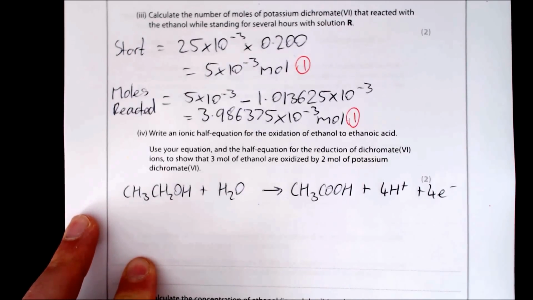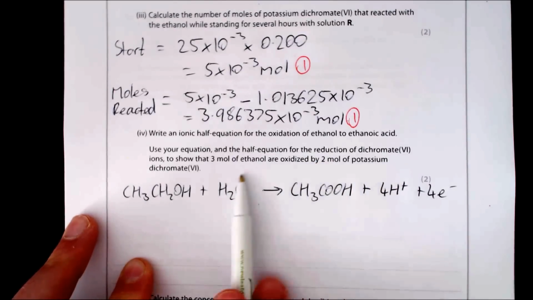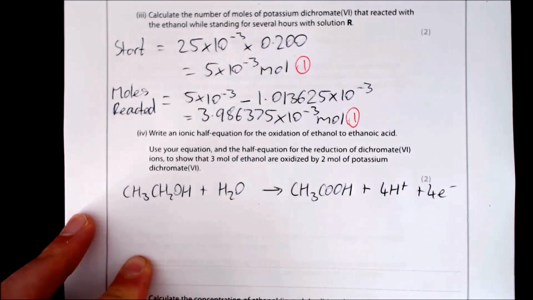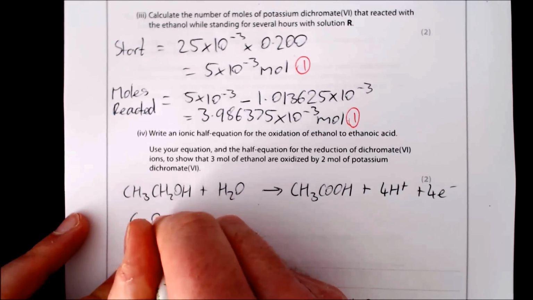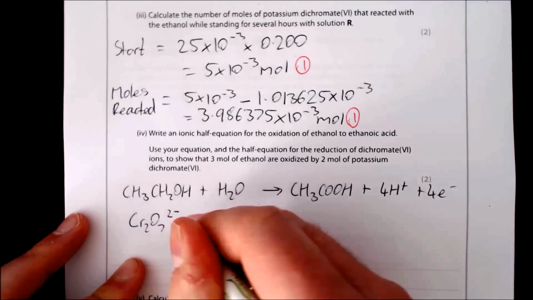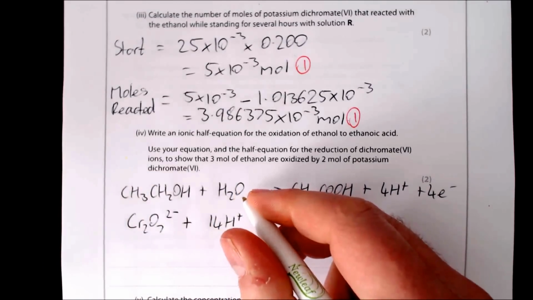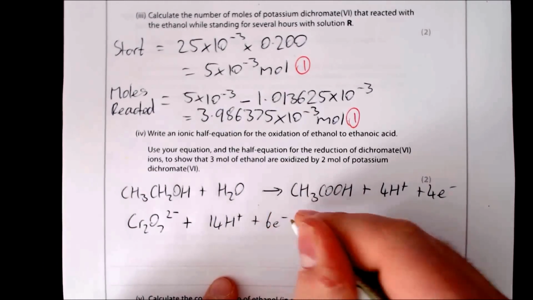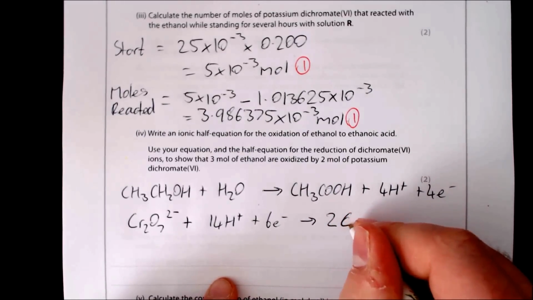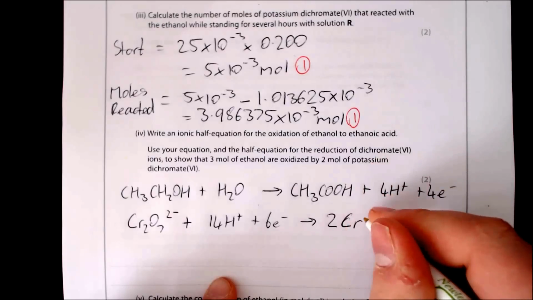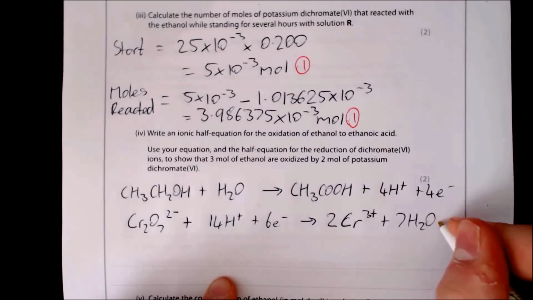And then it asks us to show that the 3 moles of ethanol are oxidized by 2 moles of potassium dichromate. So what we're going to do is add our dichromate equation in here. I think it makes it a little bit clearer to see. So Cr2O7 2-, and we're going to react that with 14H+ and 6 electrons. This is the equation that we had last time, so you don't even need to work this one out. Oops, capital C. Cr3+ and 7H2O. Alright, okay, cool.